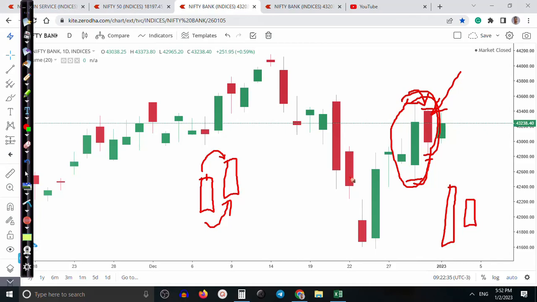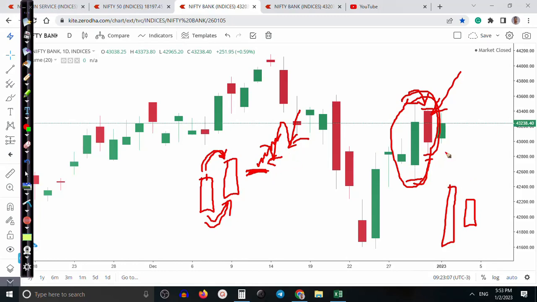So if price is forming a higher high and a higher low, the entire day we are looking for a buy only. If price sustains above the opening price, we are looking for a buy only. There is no price action method needed, nothing. After giving a pullback, we are looking for a buy.